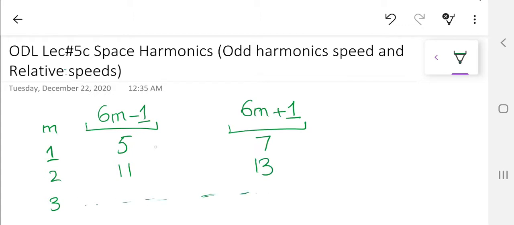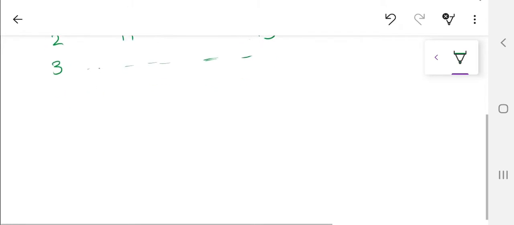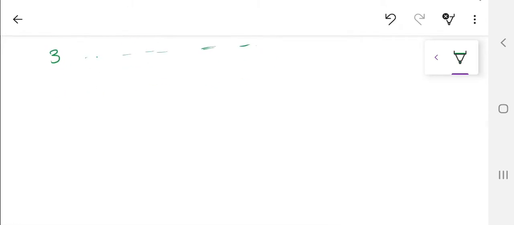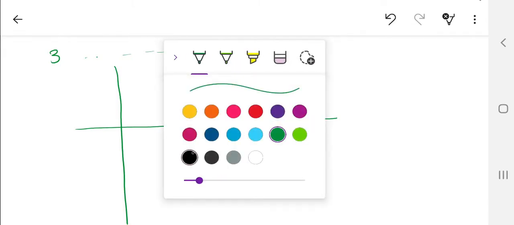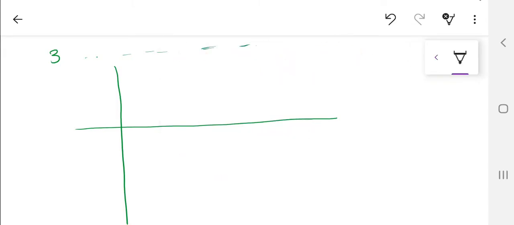Now, today we are going to talk about how this has an effect on our machine, and what sort of speeds we are going to get from these harmonics, which are the fifth harmonic, the seventh harmonic, and all that. Since all these harmonics come from the space harmonics, we talked about in the first lecture of this 5A series that they are caused by the stepped sine wave which is being created.